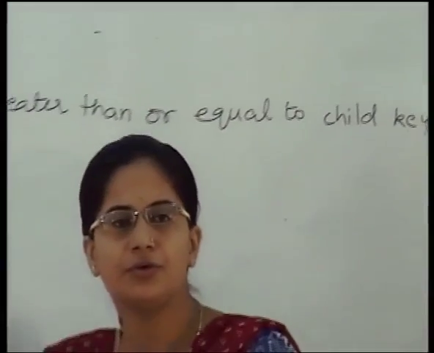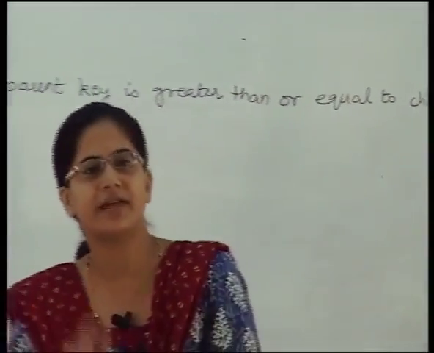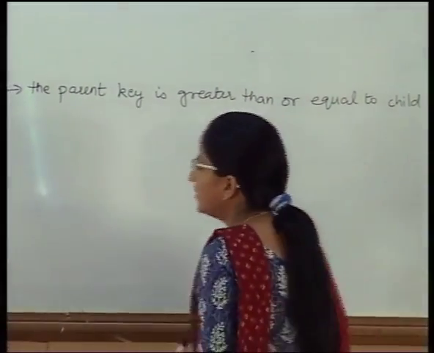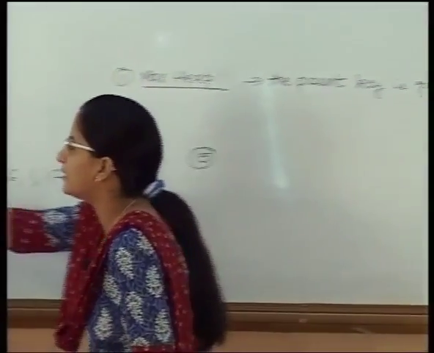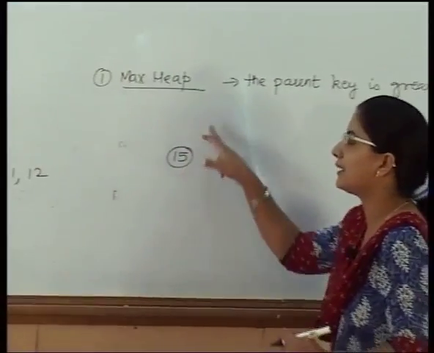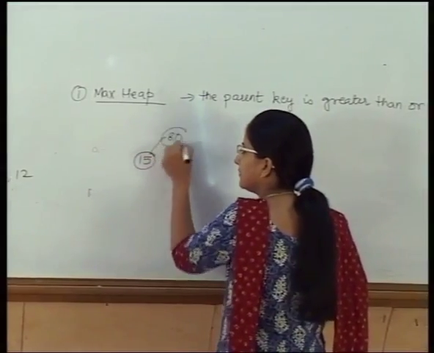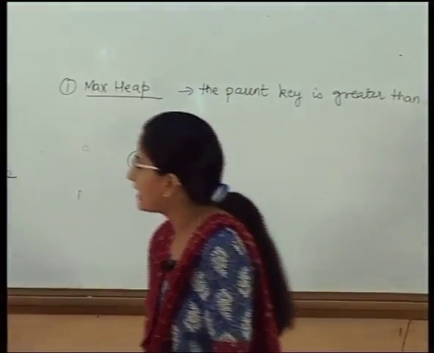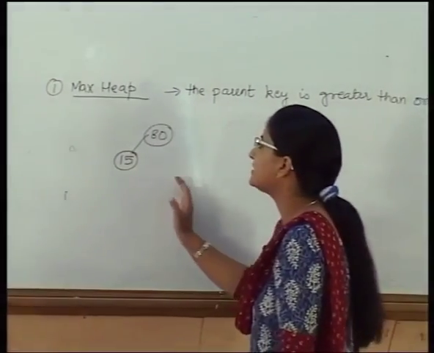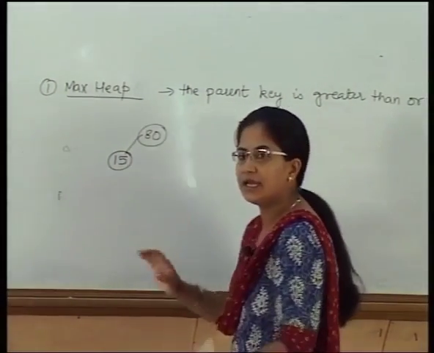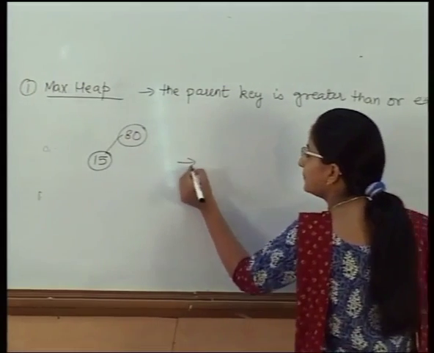We can have only two children, left child and right child. So when 80 comes, it is supposed to be greater than 15, so they are swapped like this. Next 90. Now 90 is greater than 15 and 80, it will be swapped in this manner.